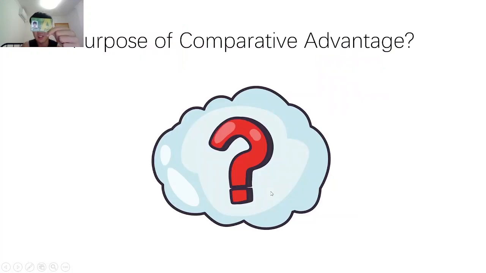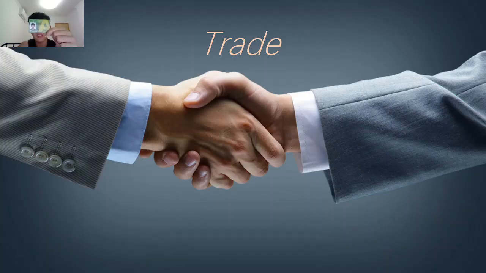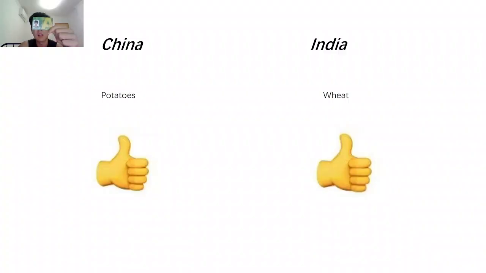But here comes another question. What is the purpose of studying comparative advantage? It's trading. Let's take a look. That's what we said. India and China are both good at some parts, and they have to focus on what they're really good at to make their production most efficient.